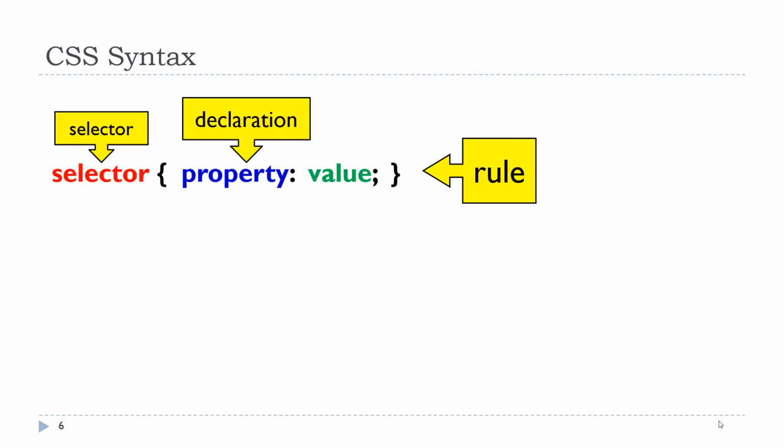This is the basic syntax of a CSS selector. A selector is the part of the page to which the styles are being applied. The styles are enclosed inside the curly braces, and a property is set to a value.